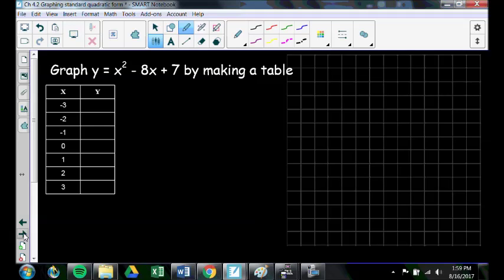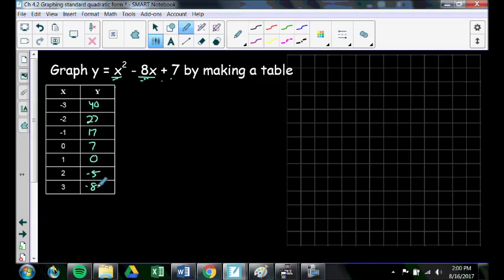Well, I'm going to plug in these numbers and I'll do this a little bit faster. -3 squared is 9, plus 24 is 33, plus 7 is 40. -2 squared is 4, plus 16 is 20, plus 7 is 27. 1 plus 8 is 9, plus 7 is 16, 0, 0, 7. 1 minus 8 is -7, plus 7 is 0. 4 minus 16 is -12, plus 7 is -5. 3, I get 9, minus 24 is -15, plus 7 is -8.